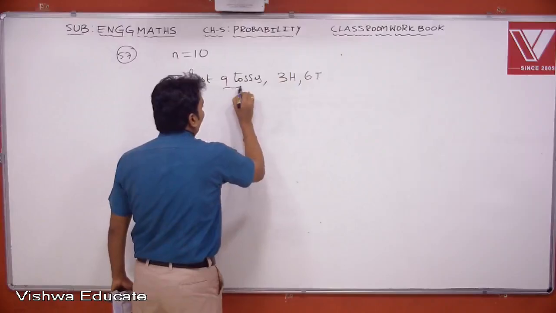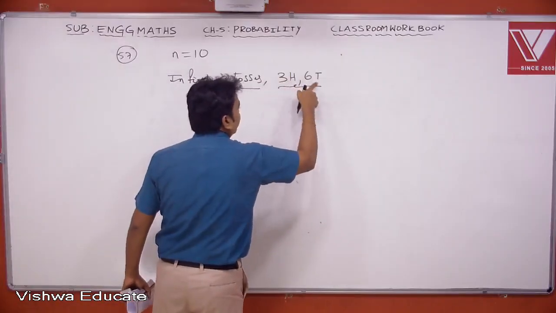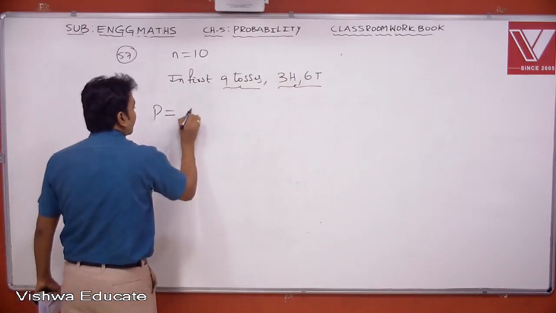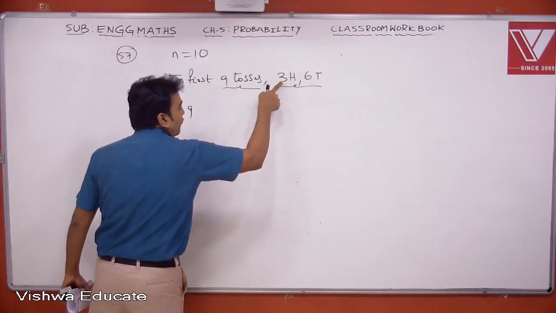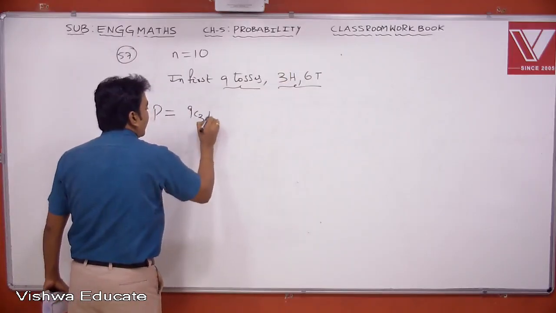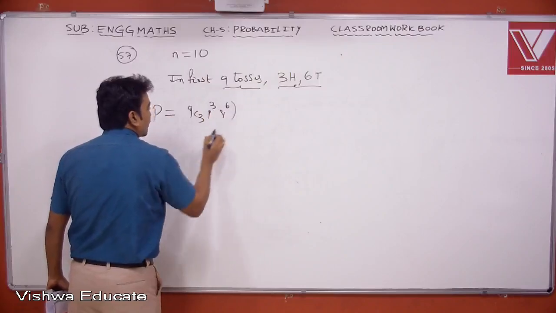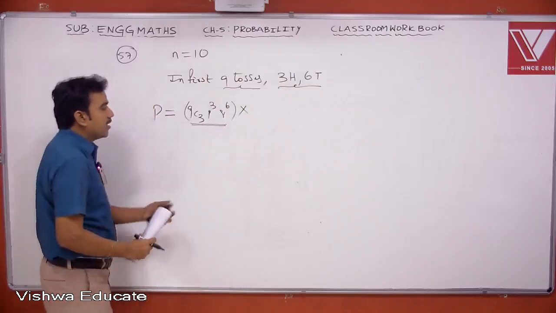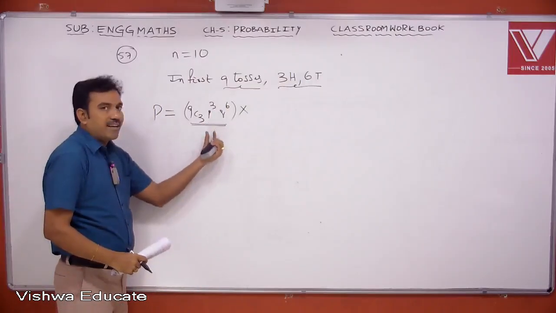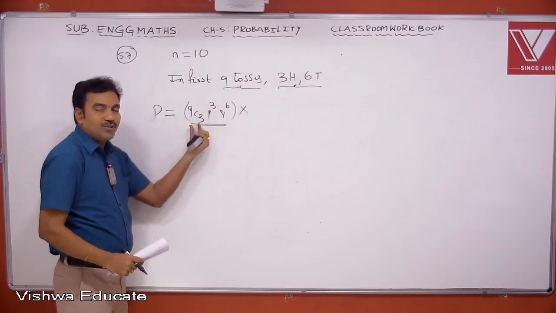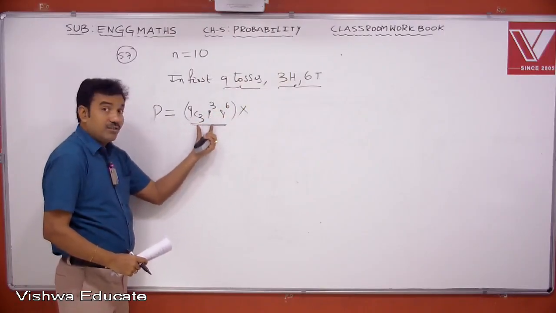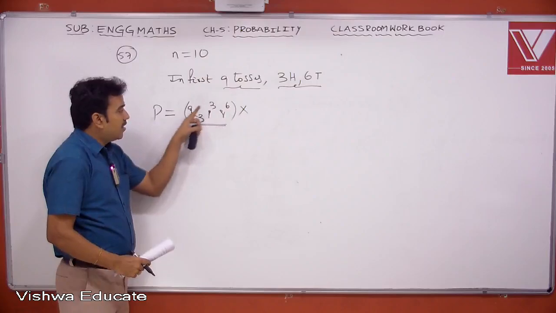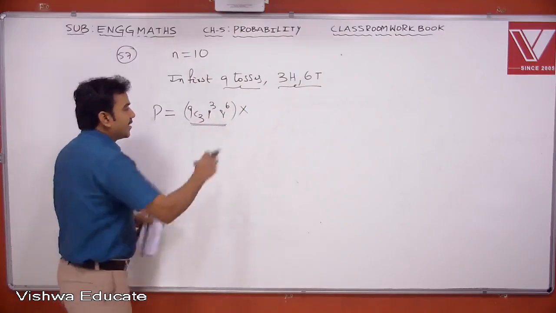Now let us see in 9 tosses what is the probability to get 3 heads and 6 tails. You can apply binomial distribution. So the required probability P is: out of 9 tosses you must get 3 heads only. I feel that getting head is success. So 9C3 into p cube into q power 6, into the 10th toss. This gives me the probability of getting exactly 3 heads and 6 tails in 9 tosses of a fair coin. But in the 10th toss I must get a head.